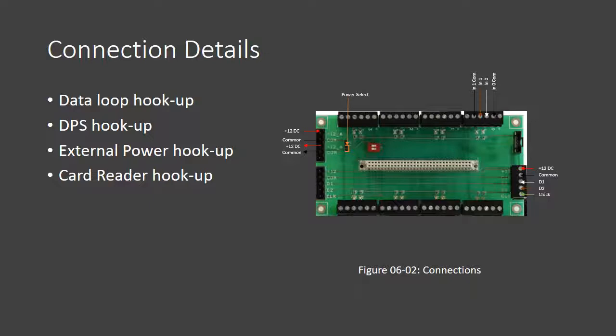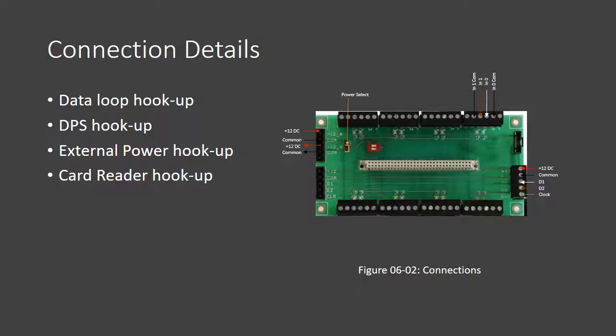And the last connection I want to show you is the card reader hookup. One thing to note about this is if you're looking at this picture for figure 0602, you'll notice a top and a bottom set of connections, and on the top connection you'll notice that the wire map for the card reader is reversed from the bottom connector.